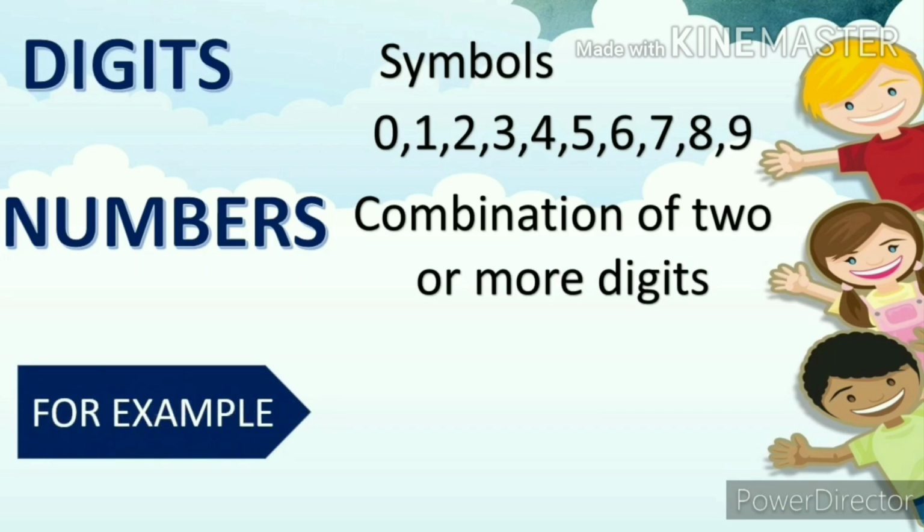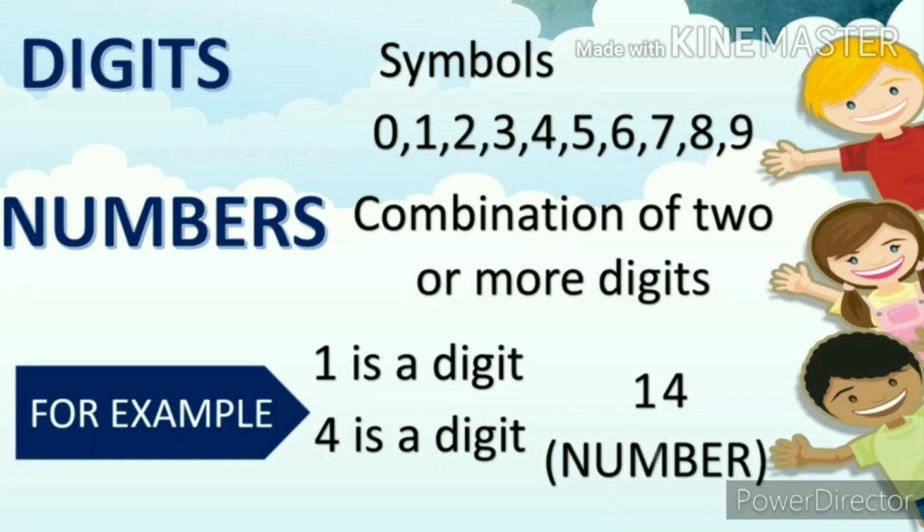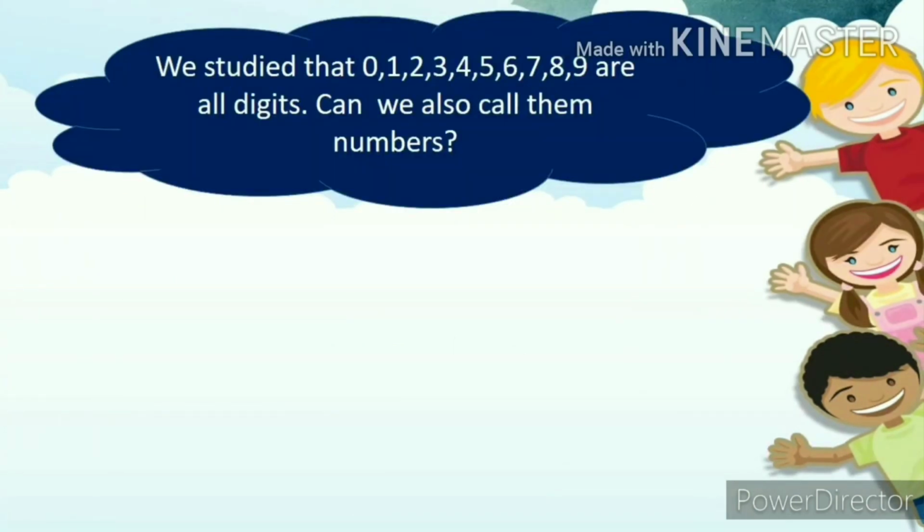For example, 1 is a digit and 4 is another digit. Combining them together, we get the number 14. So, number refers to combining two or more digits together. So, just now we studied that 0, 1, 2, 3, 4 and so on up to 9 are all termed as digits. Can we also call these digits as numbers? No, we cannot call them as numbers because all these represent symbols that are used to create numbers.